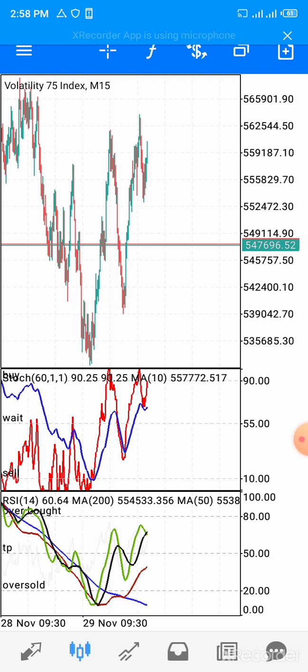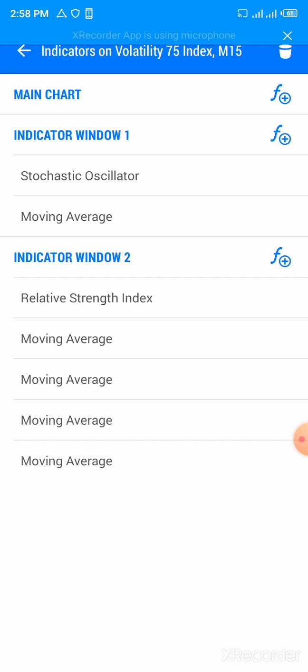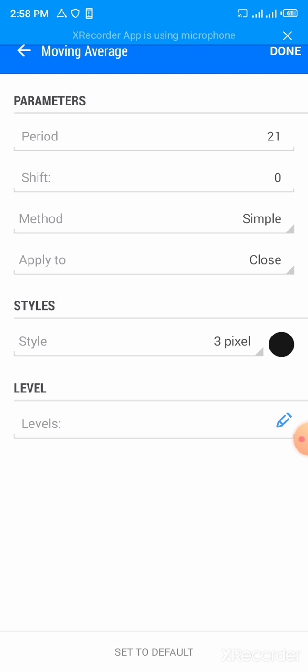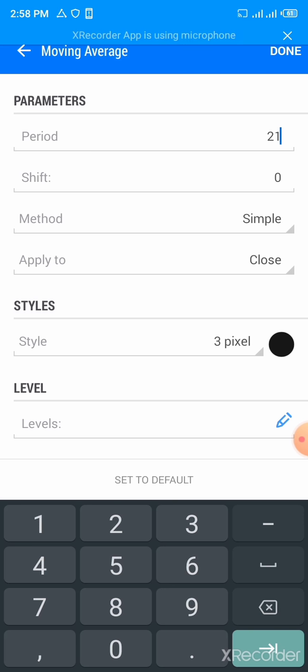I will explain it to you. Then the last moving average. The period is 13. Shift 0. Method simple. Apply to close. 3 pixel. Color lemon.